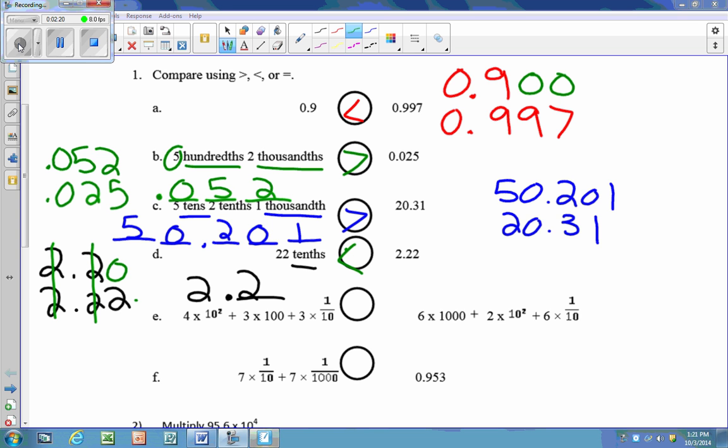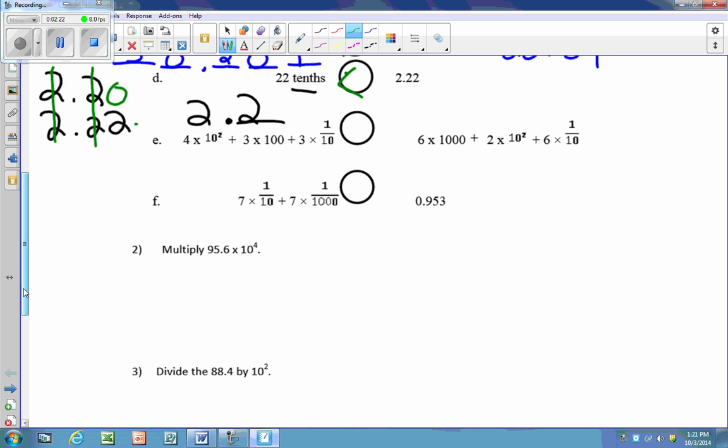Next one, I now have some expanded forms that I need to turn into standard form and be able to compare. First thing is there's a mistake here, and that should really be a 3. And 10 to the third power is when I say that I put down a 1 and I have 3 zeros because of the third power. So that's really saying 4 times 1,000, which might help some of you to convert it from an exponent.